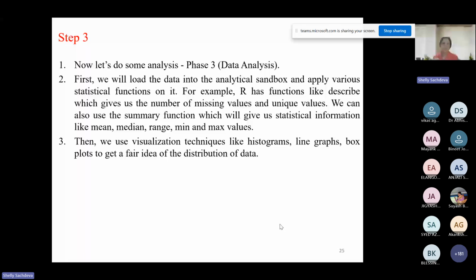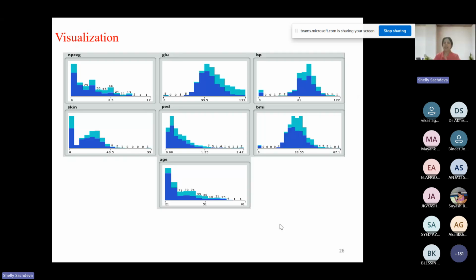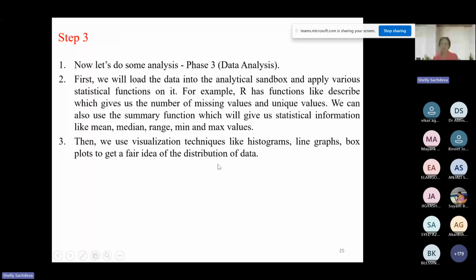Now the third one is you have to analyze this particular data, and after the analysis you have to get a fair distribution of the data, right? So for example, this is NPREG, the fair distribution and the visualization is shown. Then for glucose it's shown, for BP it's shown, for skin it's shown, then for PED, BMI and age, the particular distribution is shown, right? You can use statistical functions like mean, median, range, minimum and maximum values, where you can see the summary functions, and you can use the corresponding toolbox.